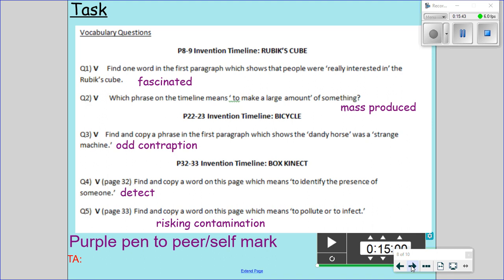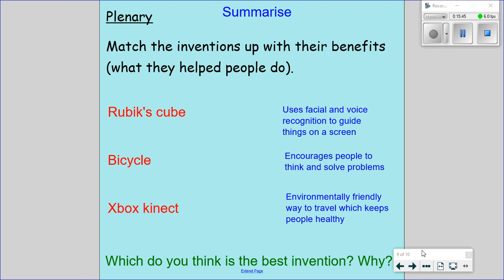And finally, your task is to match the inventions up with their benefits, so what they help people to do. So we have the Rubik's Cube, bicycle, Xbox Kinect. So which one uses facial and voice recognition to guide things on a screen? Which one encourages people to think and solve problems? And which one is an environmentally friendly way to travel, which keeps people healthy? Press pause, have a little go.